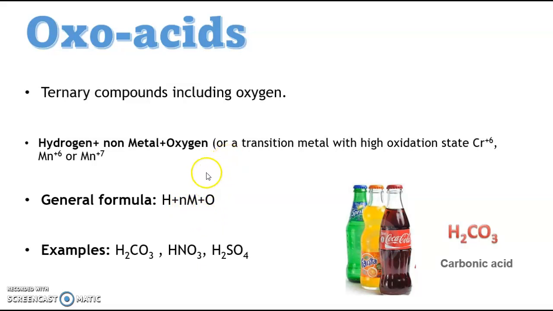And we have some exceptions in this case for these oxoacids, and it is possible to have a transition metal form acids. There are only a few exceptions, and these are the only 3 that we are going to look at: chromium and manganese with high oxidation states, in this case 6 and 7. These are the only 3 exceptions that we are going to cover. And here we have some examples. Again, as you notice, hydrogen is the very first element at the beginning, always, and oxygen is always the last one. And in the middle, we are going to have a non-metal, in this case carbon, nitrogen, and sulfur.